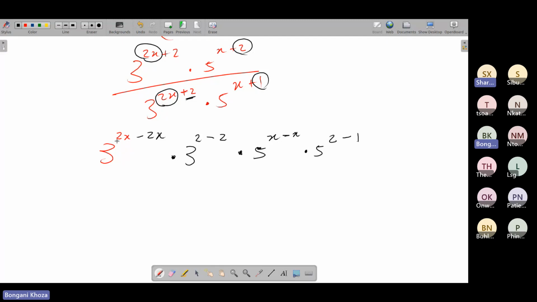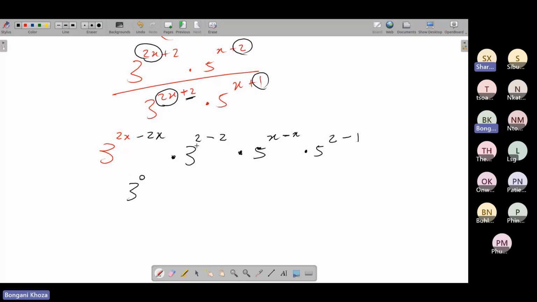So this ends up being 2x minus 2x gives us 0. This 2 minus 2 gives us 0. x minus x gives us 0. We are left with 5, which is exponent 2 minus 1, which is just 1. So this is 1 times 1 times 1 times 5. So our answer is just 5, like that. Any questions on that one?